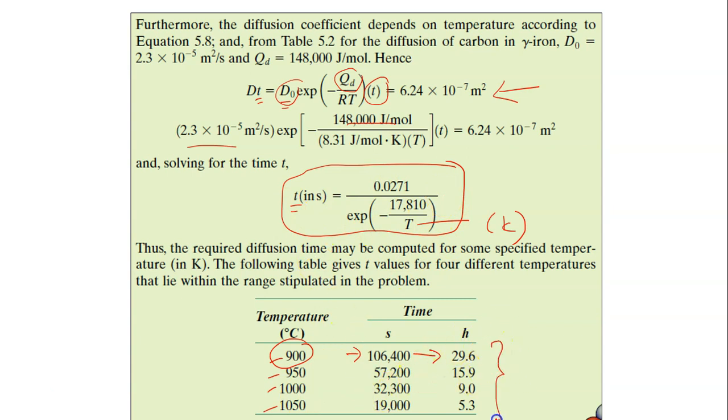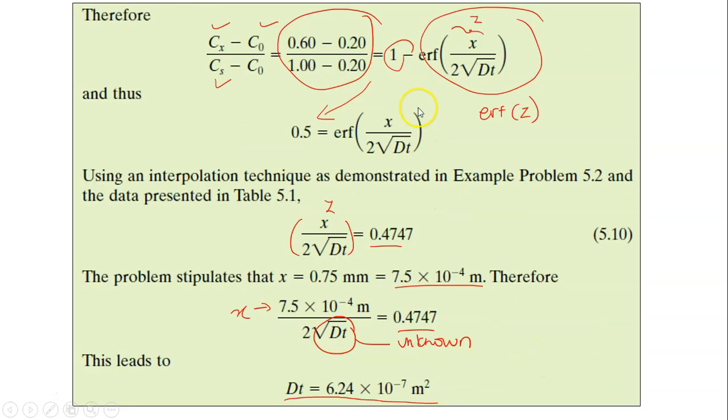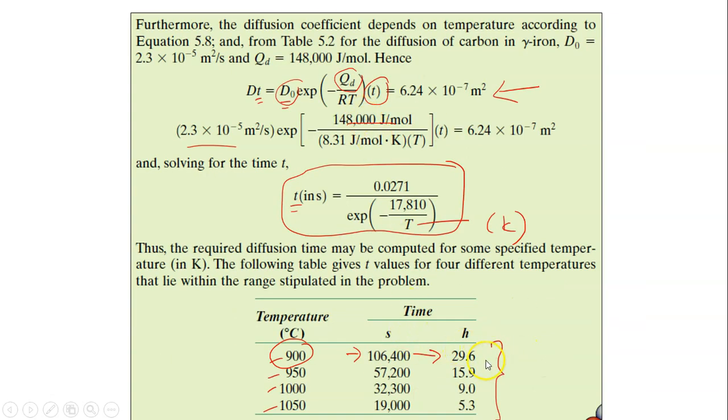So looking at this, it sort of tells us that at 900 degrees Celsius, it takes about 29.6 hours for the carbon to diffuse into the steel to achieve that 0.6 weight percent of carbon. And if we increase the temperature to 1050, you can see that the increment of the temperature will result in a decrease in the time taken for the atom to diffuse. So it means that the higher the temperature, the lower the time taken for the atom to diffuse.